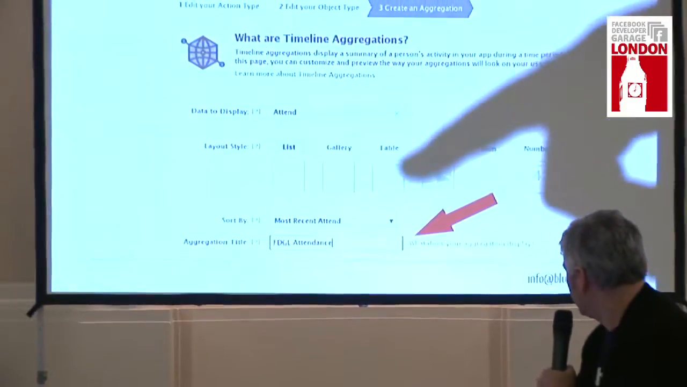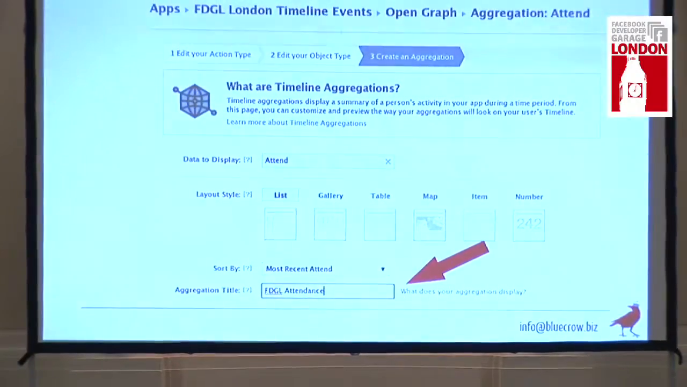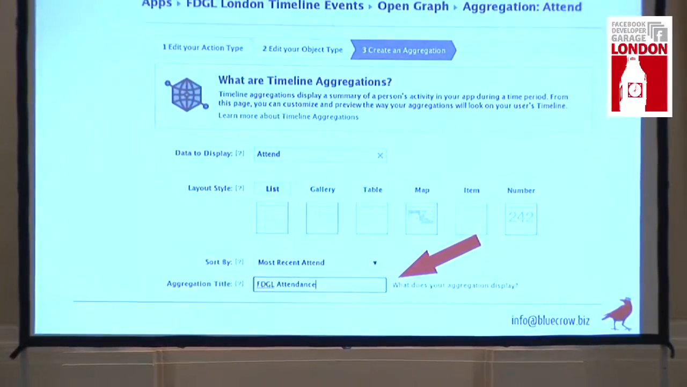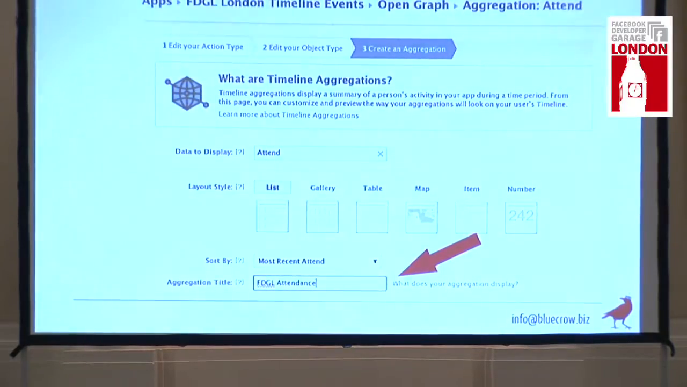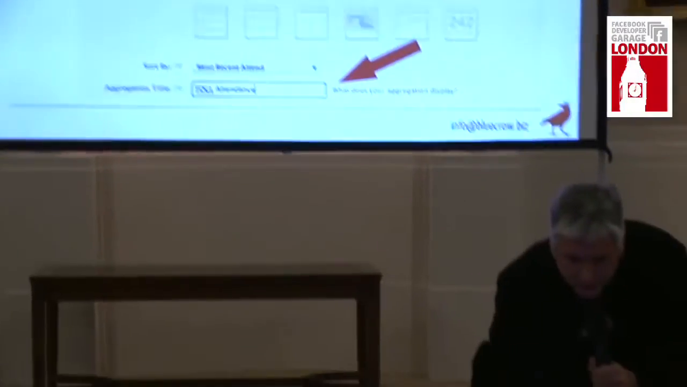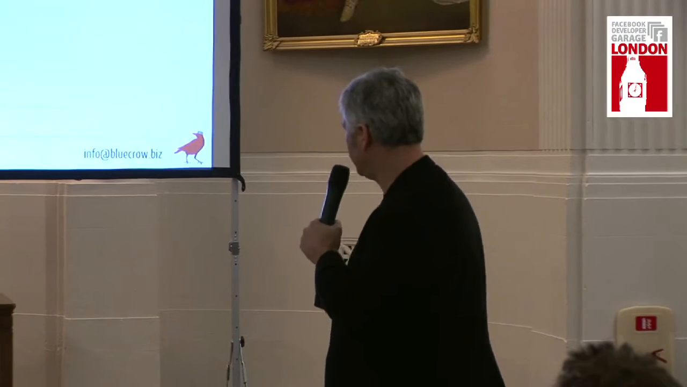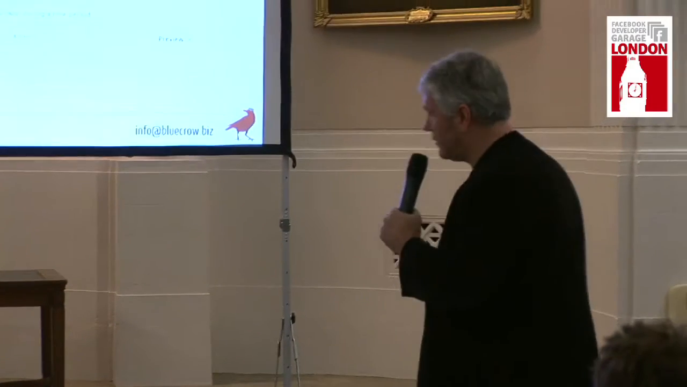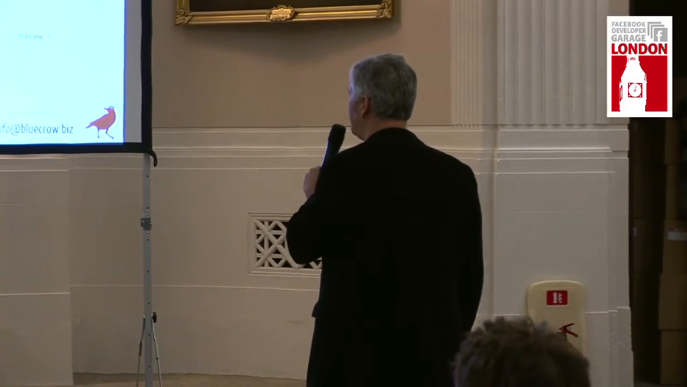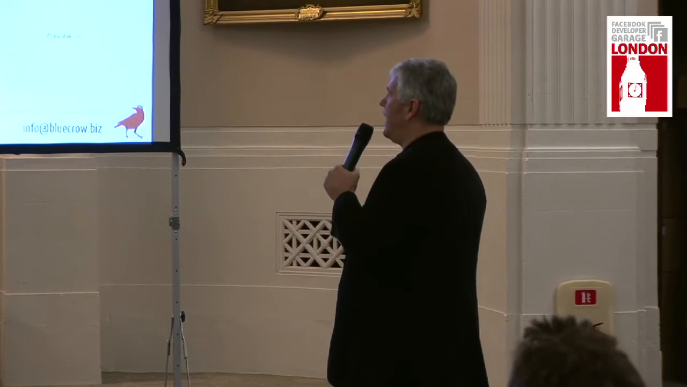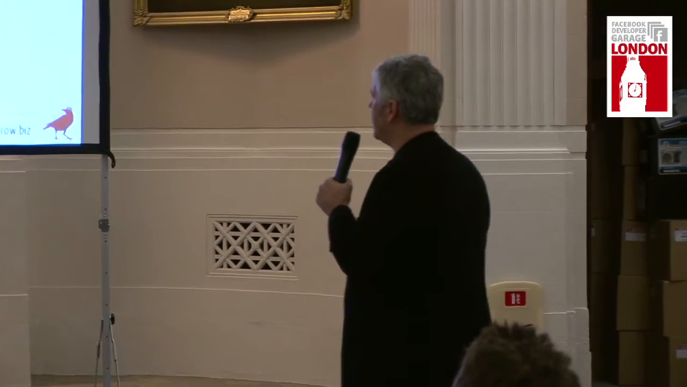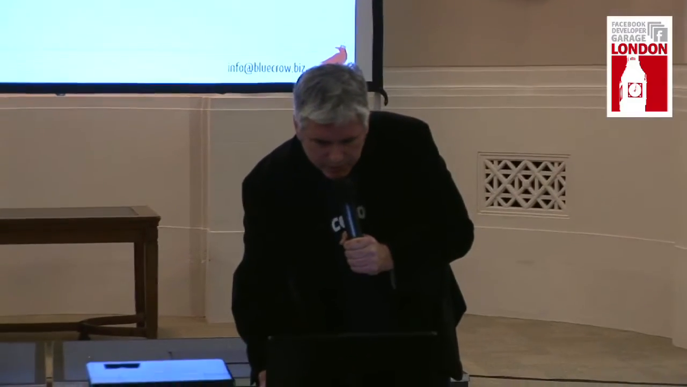And now we're on to aggregation. Here we've got some cool options. It looks like you could set up a list, gallery, table, map, which sounds like it could be fun, item or number. And then I only changed one thing on this page. For the aggregation title, it's going to say FDGL attendance on your timeline. And it kind of gives you not so hot preview there, but it kind of shows what it's supposed to look like on your timeline. But easier to just code on and you'll see what it looks like anyway. So we click Save Changes there, and we're then back to this summary page. It tells you what action types, object types, and aggregations you've already created. And that should be it for that part.